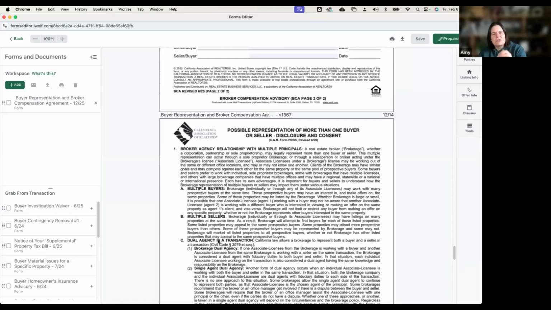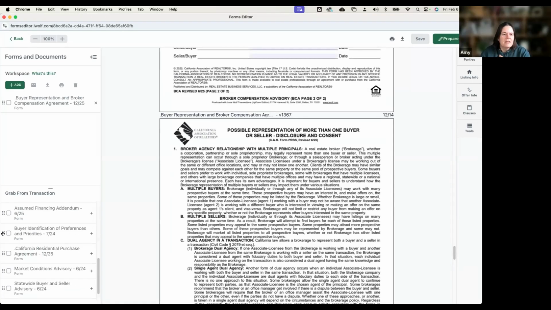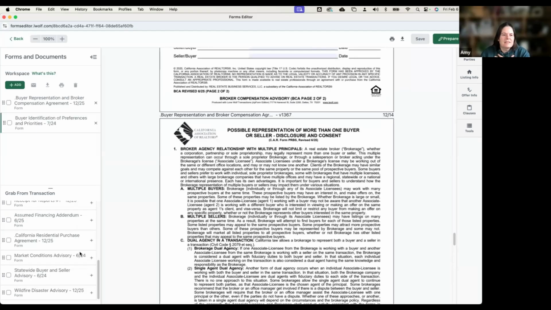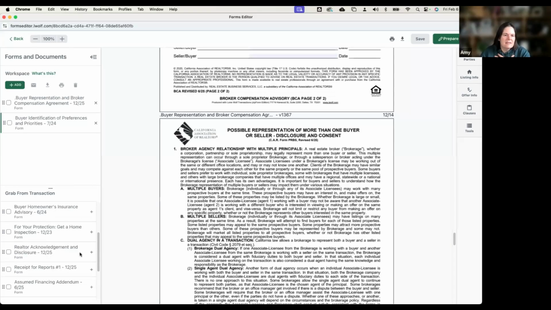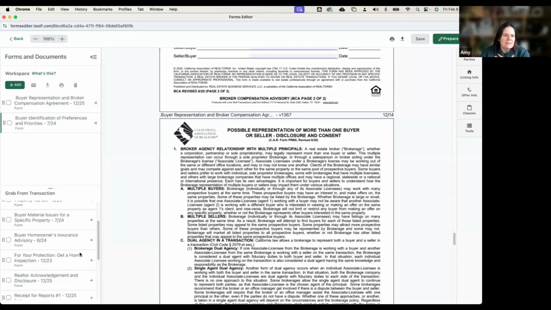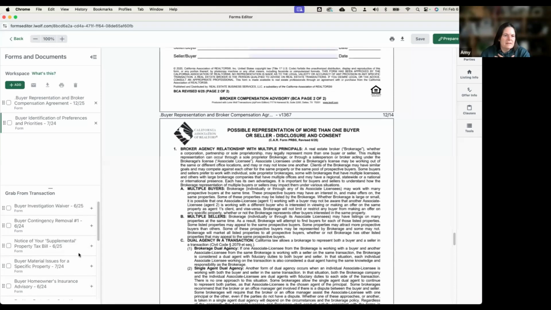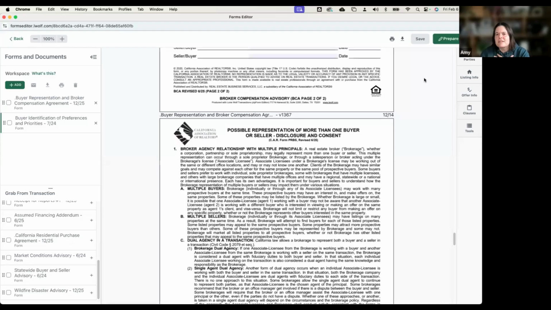Now, linked to the BRBC form, not just included, but also referenced, there are 2 additional forms. One is, let me find it, the buyer identification of preferences and priorities. So if I was setting up my template, I would have these forms in that template. And then I've got to find it. I'm not seeing it in here. Give me just a second. We're going to add a form in there.